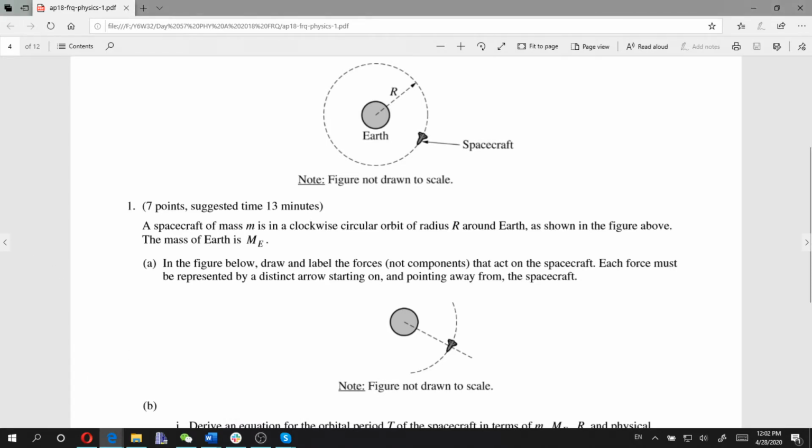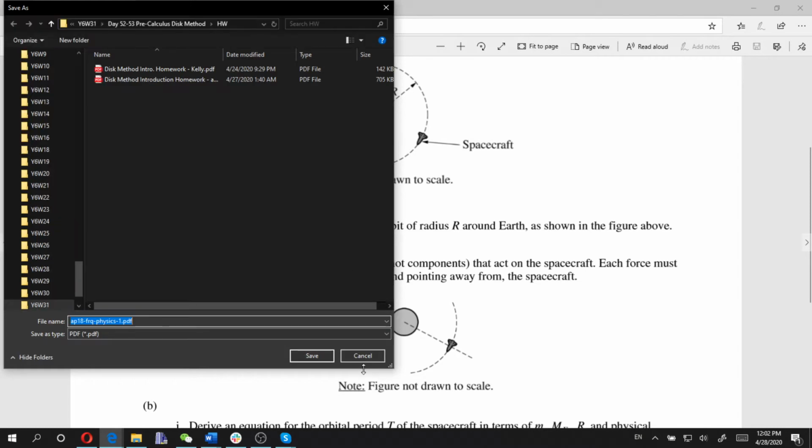There is a force acting inside the Earth. Okay, a force acting towards the Earth. Oop. Can I not add notes? I might not be able to add notes.